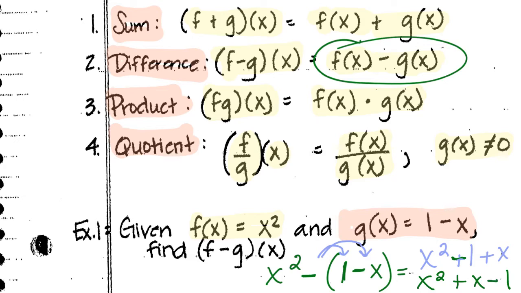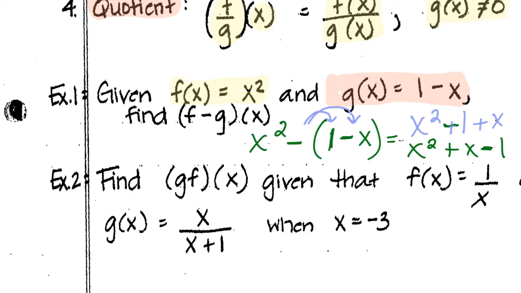Thank you. So do you factor it? It's telling us find g times f of x, given that f of x is 1 over x, and g of x is x over x plus 1. So what are we doing here? If it says g right next to f, that means we're doing what operation? Multiplication. Now, it also tells us that x is going to equal what? -3.